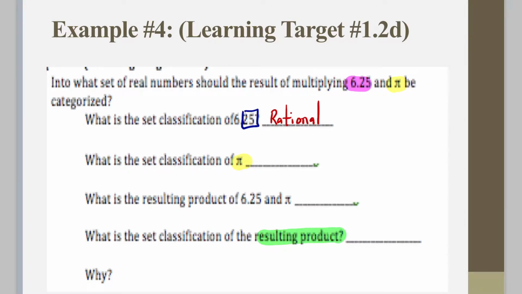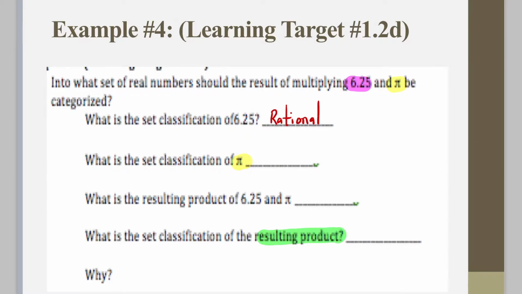Now, also included in that definition of a rational number is a repeating decimal. And we do know that 0.25 is not a repeating decimal, but a rational number does include both types of decimals, so either a repeating decimal or what we have in this case, a terminating decimal.